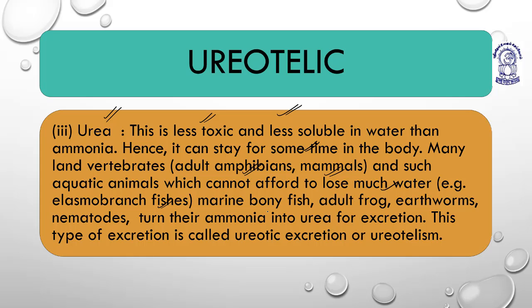That is marine bony fishes and elasmobranchs. Adult frog, earthworms, nematodes turn their ammonia into urea for excretion. This type of excretion is called ureotelic excretion or ureotelism. So adult amphibians, mammals, cartilaginous marine fishes, marine bony fishes, they all excrete urea.